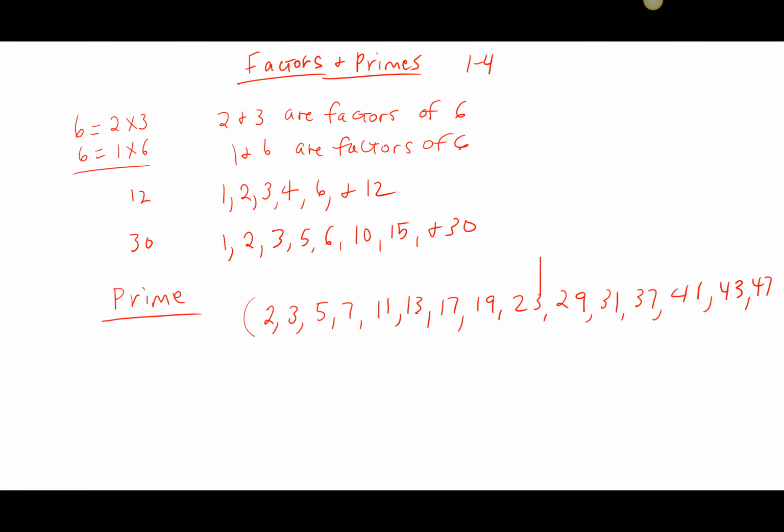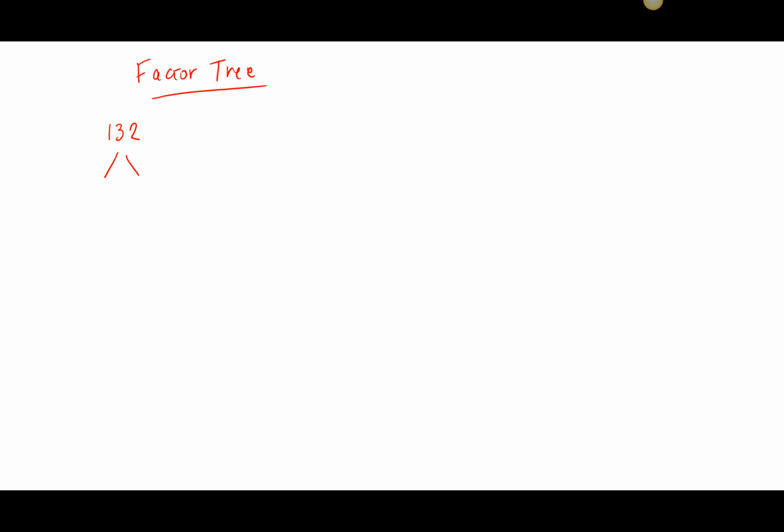So the 15 primes here, the smallest prime number is 2. So let's start with 2. Now sometimes 2 might not work, but in this case it will. So what times 2 will give you 132? 66. Okay? So 2 can't go any further, but 66 can. The smallest number that'll go into 66 is 2. 2 will go into 66 33 times. So again, 2 can't do anything, but 33 can.